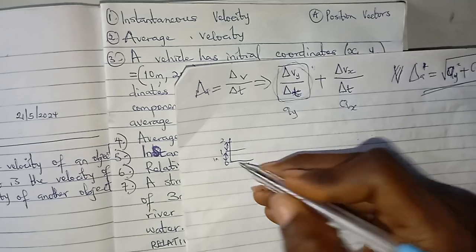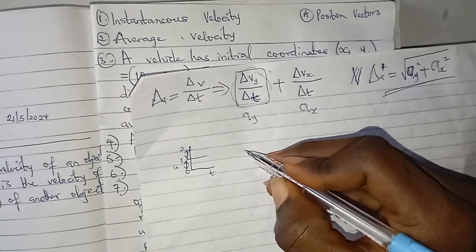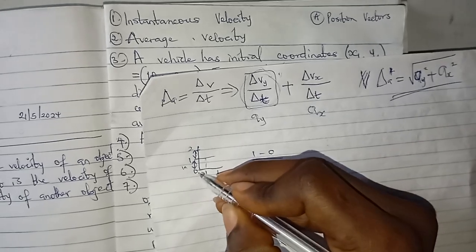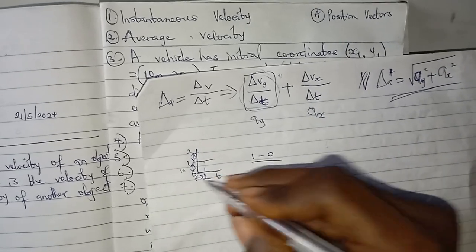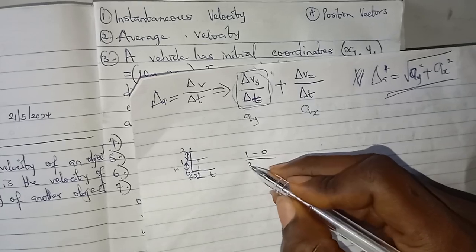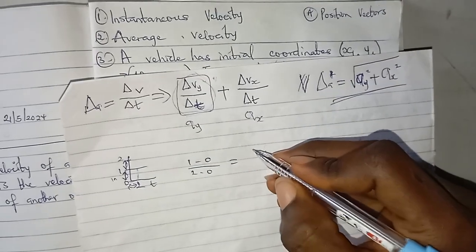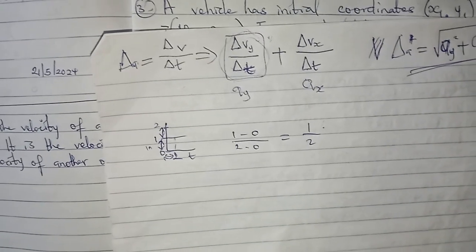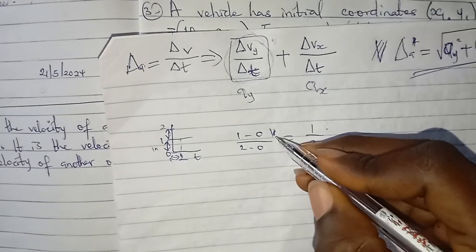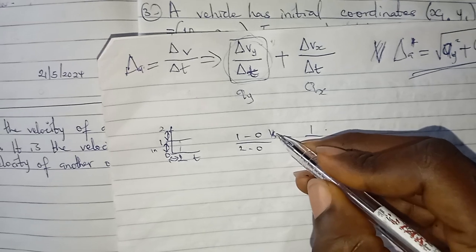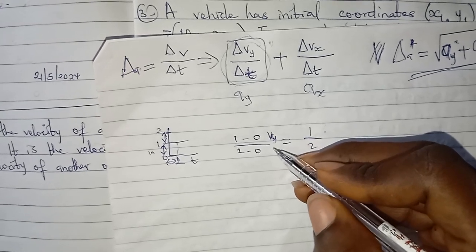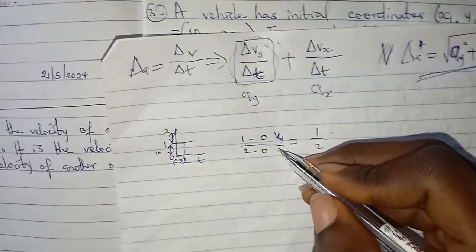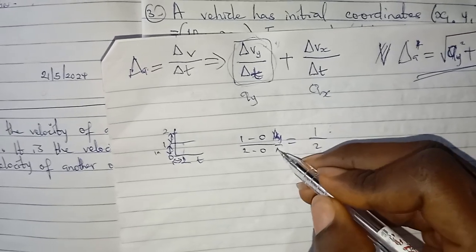So for each point here, let's say I come and do 1 minus 0 all over. What time did it happen? Let's say it happened at maybe 0.2 here. This is the time here. I will say 2 minus 0. So this is going to give me 1 over 2. This is instantaneous acceleration. Remember that this is vx or vy. Then I got the time for it to happen. That is change in y and change in t.